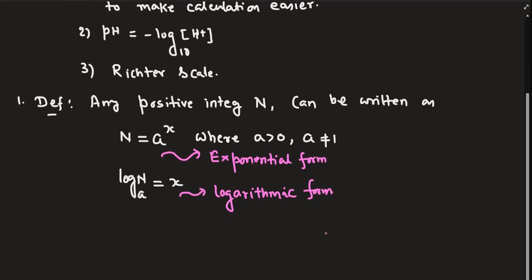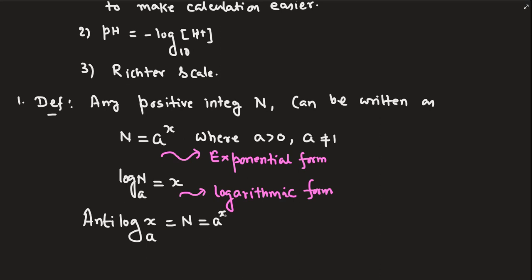Next, from here we can also write the anti-log. Anti-log of x base a is nothing but n, and n is nothing but a power x. So this is known as anti-logarithmic form. So three forms we came to know here.